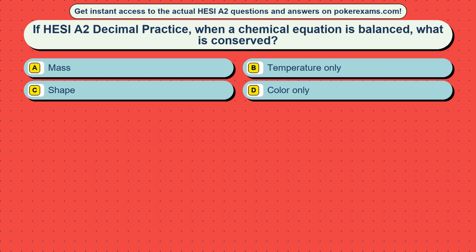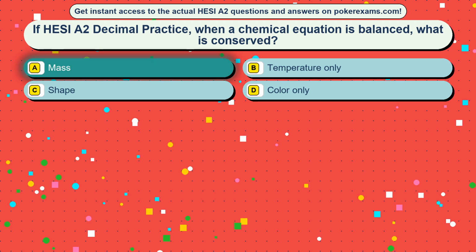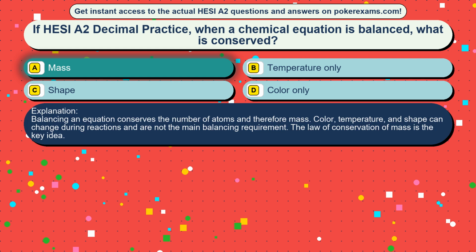Question 10. If HESI A2 decimal practice, when a chemical equation is balanced, what is conserved? Option A, the mass. Option B, temperature only. Option C, shape. Option D, color only. The correct answer is option A, mass. Balancing an equation conserves the number of atoms and therefore mass. Color, temperature, and shape can change during reactions and are not the main balancing requirement. The law of conservation of mass is the key idea.